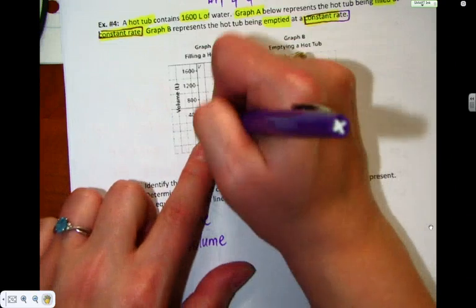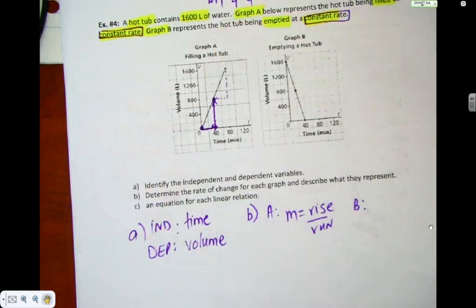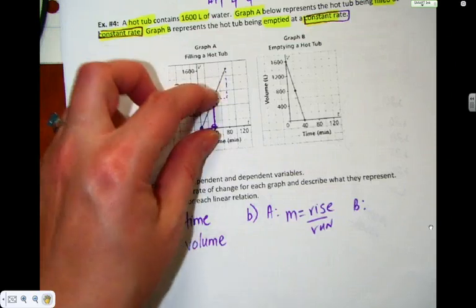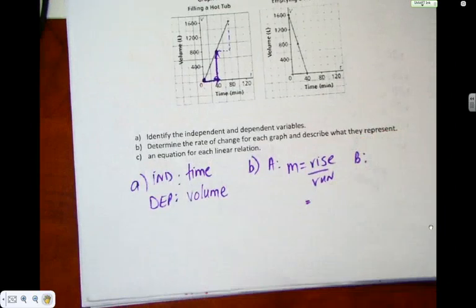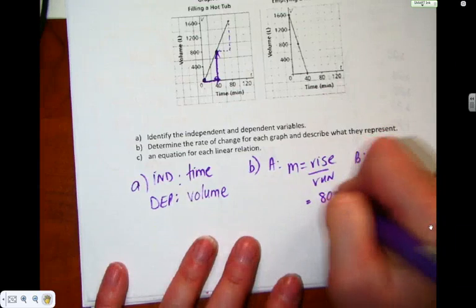So we need to know how much did we go up and how much did we go over? How much did we rise and how much did we run? What is the vertical displacement? How many units between the first point and the second point vertically? 800, I think I heard somebody say.